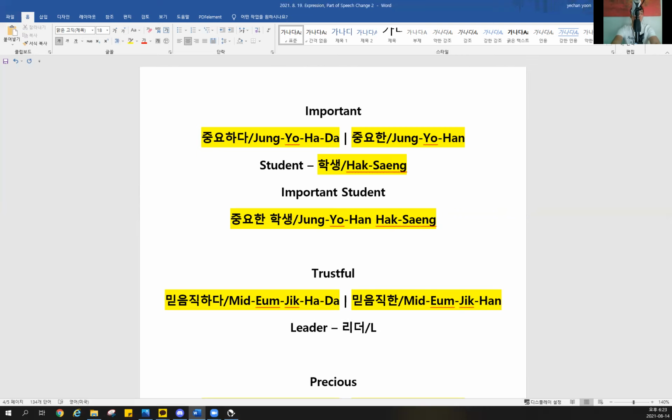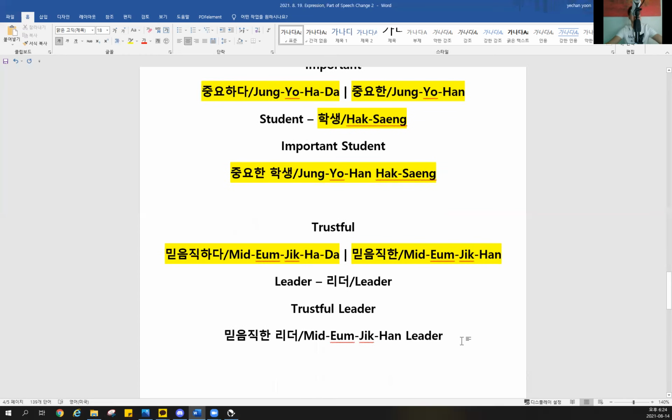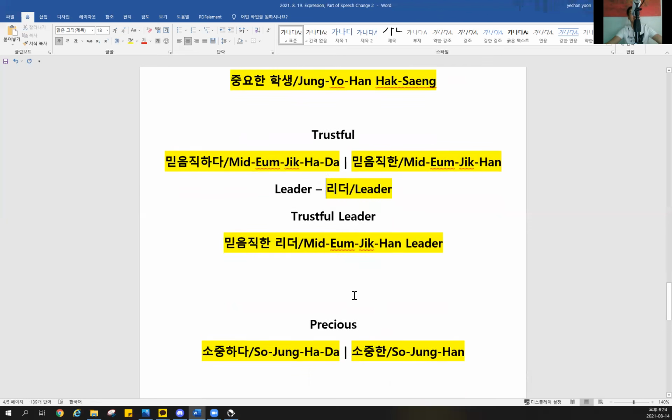Sometimes in South Korea they just use words exactly the same as English. So this is one example: leader. We can say leader, leader, leader. Okay. So trustful leader, how can you say? You can say 믿음직한 리더. Okay, this is how you can write it. Trustful leader, you can say 믿음직한 leader.